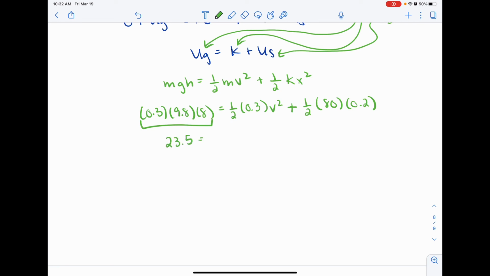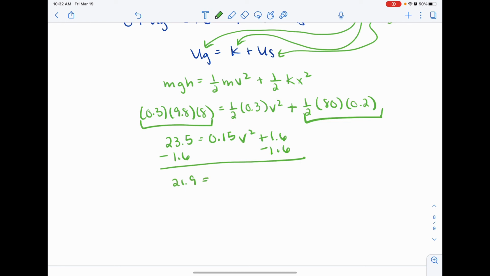Half of 0.3 is 0.15 v squared. Plus, putting this all in my calculator, 1/2 times 80 times 0.2 squared is 1.6. Now, next thing I want to do is subtract my 1.6 from both sides, and I get 21.9 equals 0.15 v squared. And I'm going to divide both sides by 0.15. And I'm going to get 146 equals v squared.